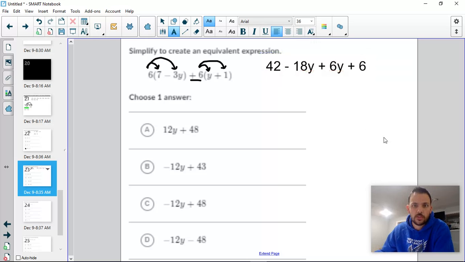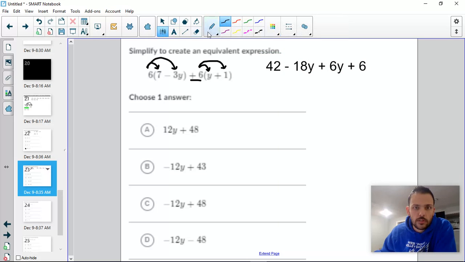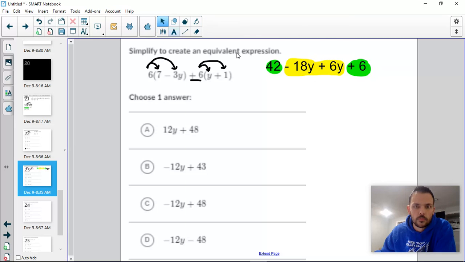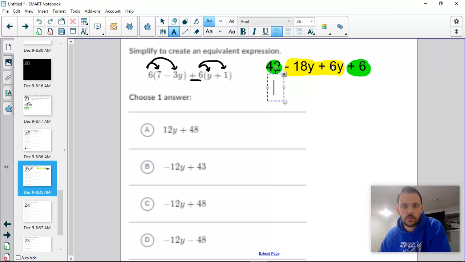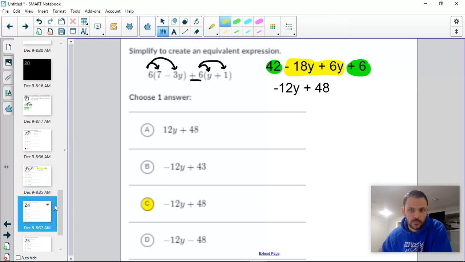So now let's combine our like terms. Let's highlight here our like terms. We have 42 and 6, plus 6. And then we have the minus 18y and the plus 6y. So again, I like to do the y's first. So I have negative 12y plus 48. So there it is, C. All right, nice.